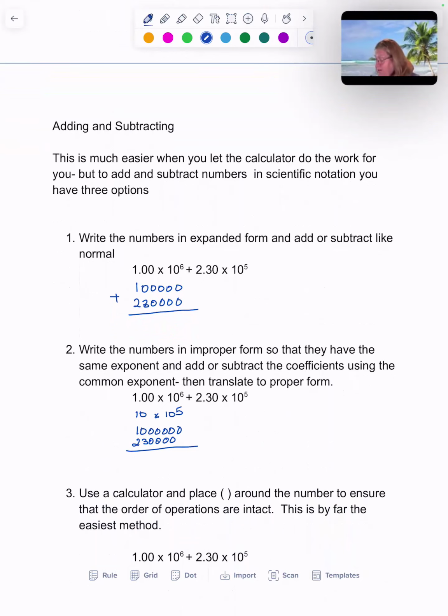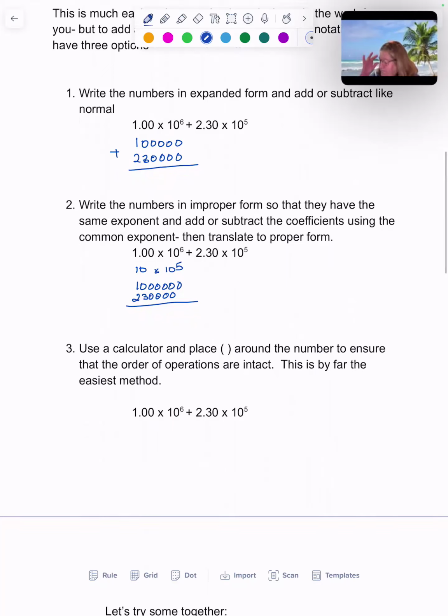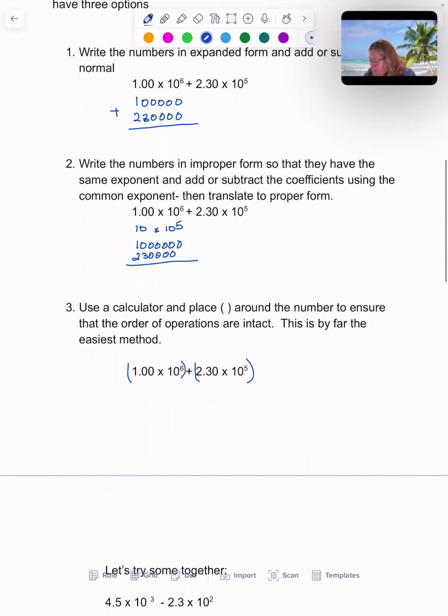And add them together like normal. Slow and tedious, but you can use a calculator. And here we're going to place parentheses around the scientific notation, because this is then going to keep our order of operations intact. And this is by far the easiest method.